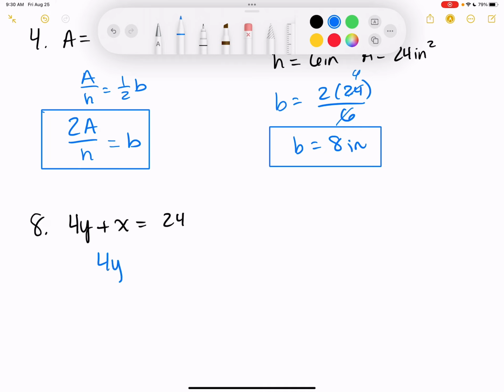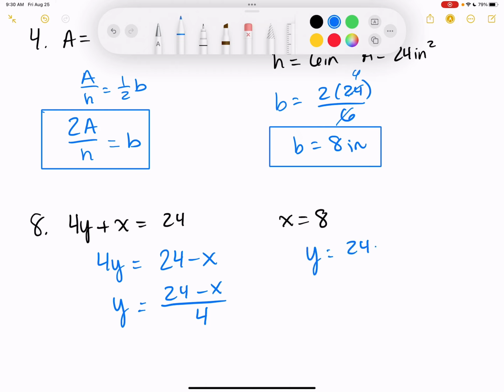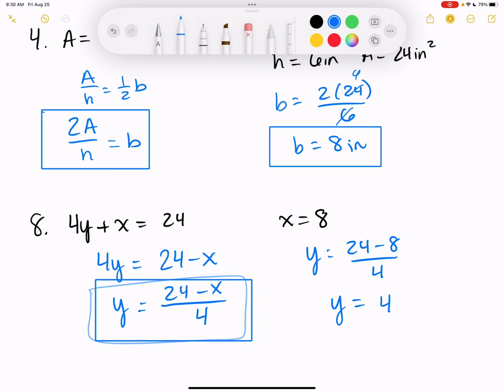So 4y is equal to 24 minus x. Now what? Divide by 4. So y equals 24 minus x over 4. Now, x is equal to 8. So then we come over here and we plug it in. Y equals 24 minus 8 over 4. What is that? 4. If you don't have both of these things, your answer is wrong.